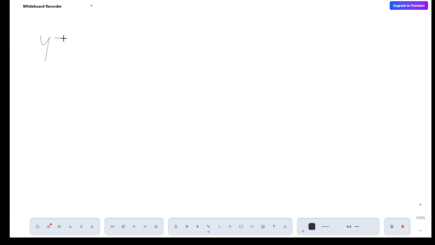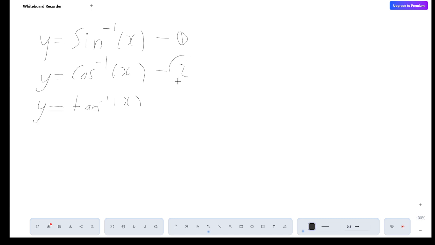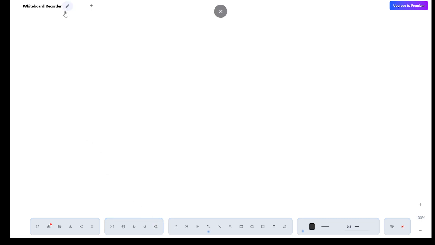Okay, today's video we will be deriving the derivatives of the inverse trig functions and seeing their applications to integration in a later video. But today we will just be deriving the derivatives of sine inverse, cos inverse, and tan inverse. First we're going to cover sine inverse, second cos inverse, and then tan inverse. So first of all, y equals sine inverse of x.